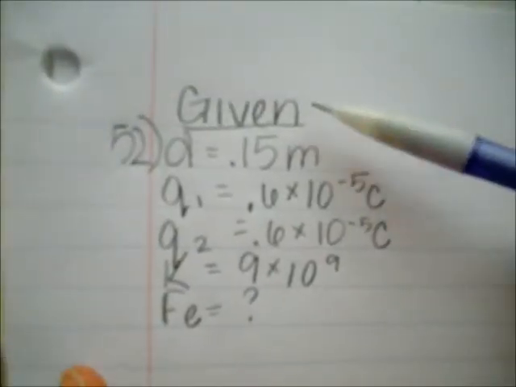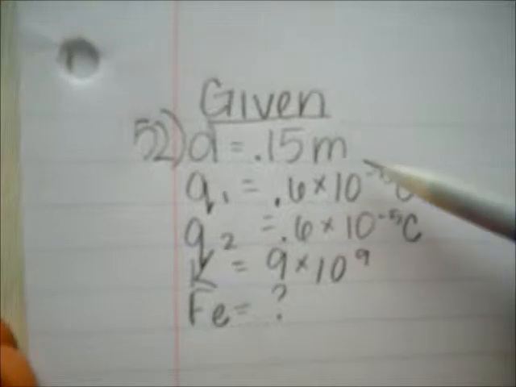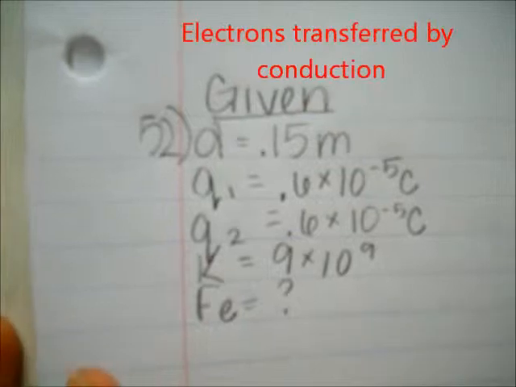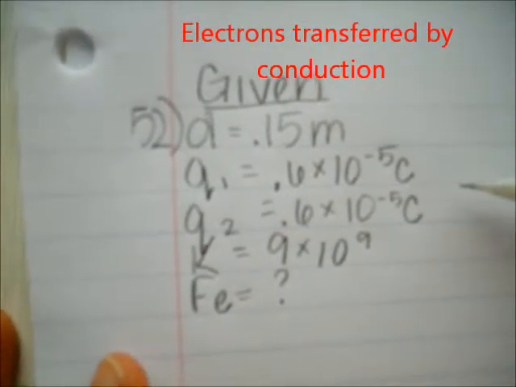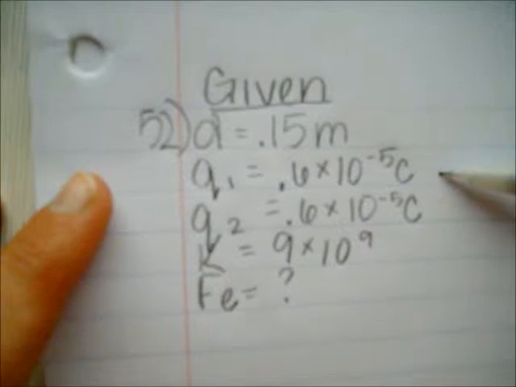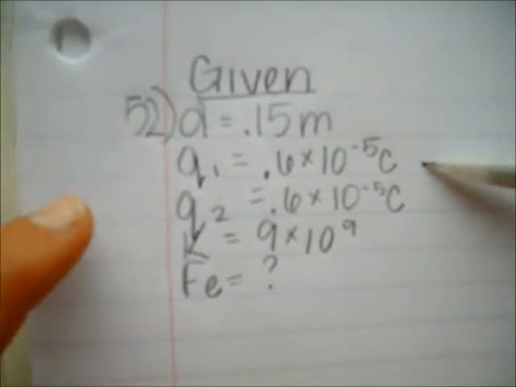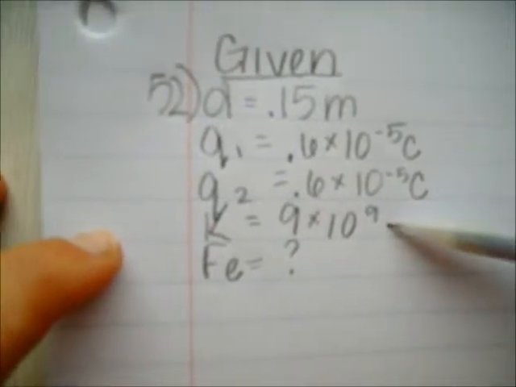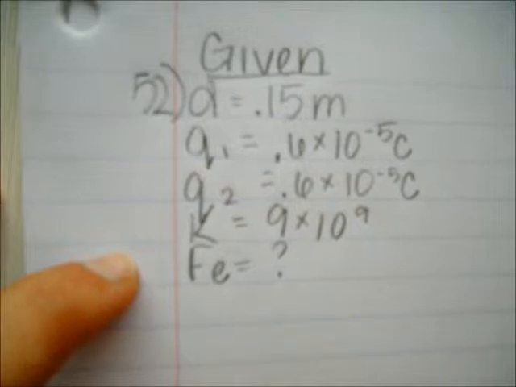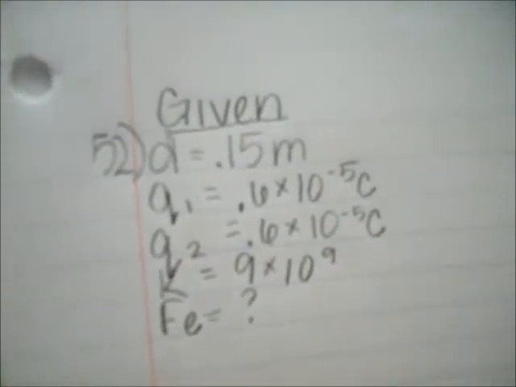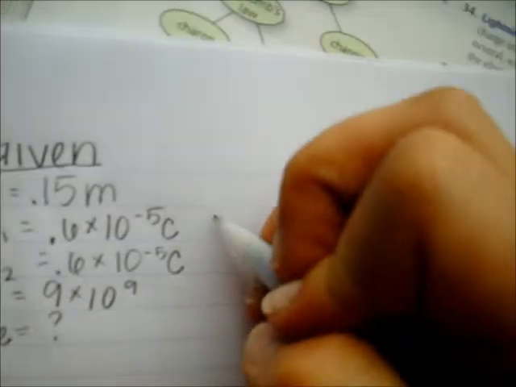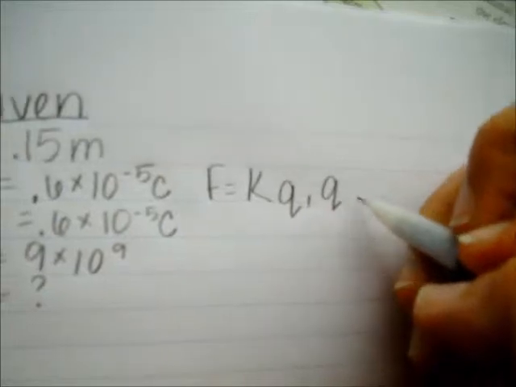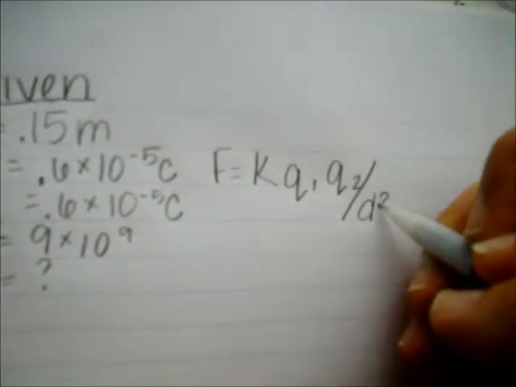So we have our given, which is the distance is 0.15 meters away, and since the first charge hit the second charge, they're just going to split in half because the second one was neutral. So we would have Q1 equals 0.6 times 10 to the negative fifth coulombs, and Q2 will equal the same thing. And here we have Coulomb's constant, which is 9 times 10 to the ninth, and we are looking for the electric force. So the formula we'll be using is F equals K Q1 Q2 all over D squared.